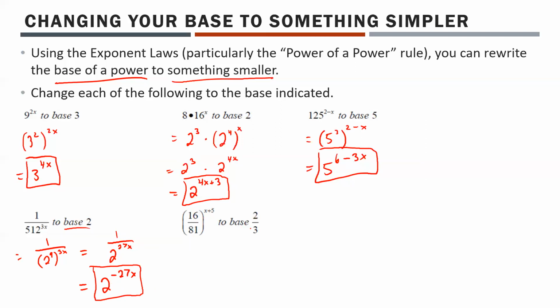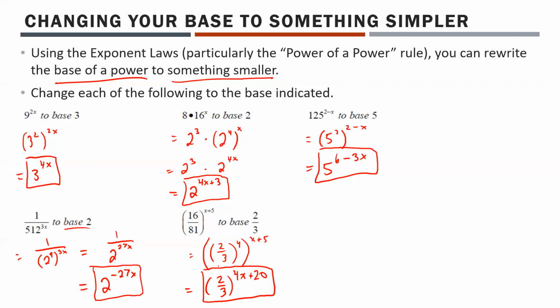Next one, 16 over 81 to the power of x plus 5. We want to change it to a base of 2/3. This one's kind of convenient because actually you can probably see that 2 can turn into a 16 and 3 can turn into an 81. 2 to the power of 4 is 16, and then thank goodness 3 to the power of 4 is also 81, right? So we could say this is, instead of 16 over 81, we could say it's 2 over 3 to the power of 4, and then that whole thing to the power of x plus 5. Well then, of course, that 4 is going to have to multiply with that x plus 5, so this is going to be 2 over 3 to the power of 4x plus 4 times 5 is 20. And there is your answer.